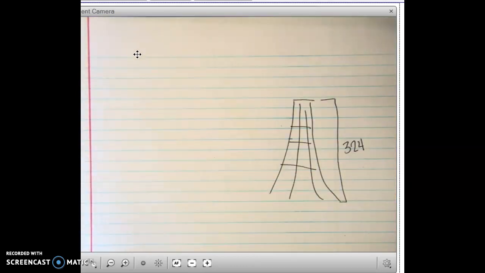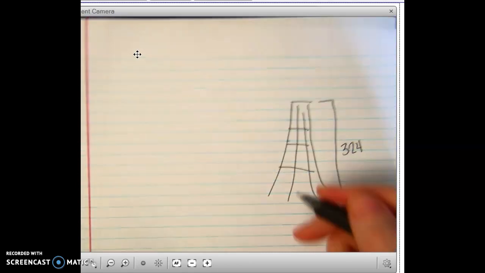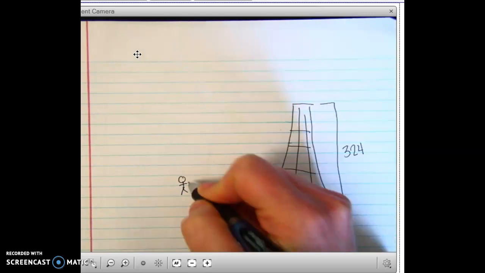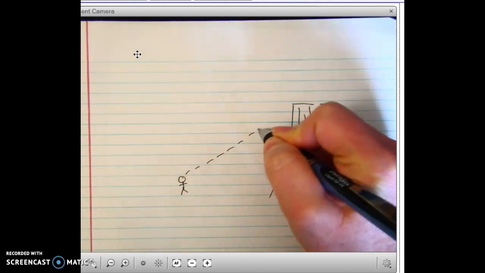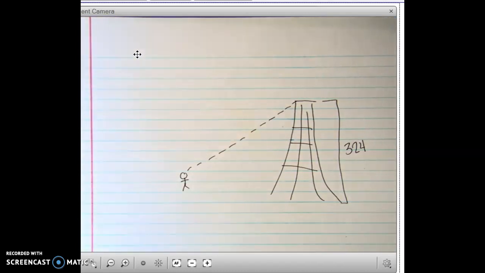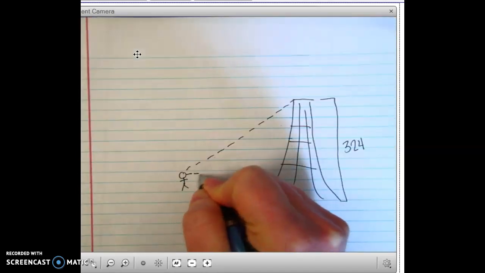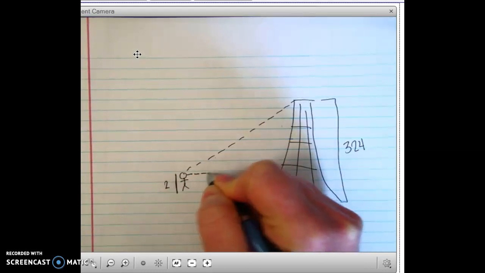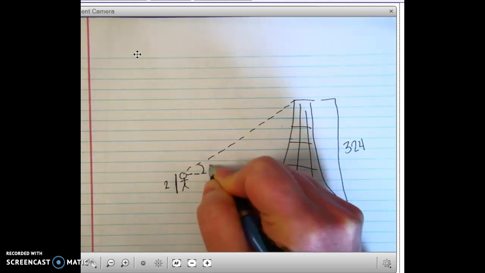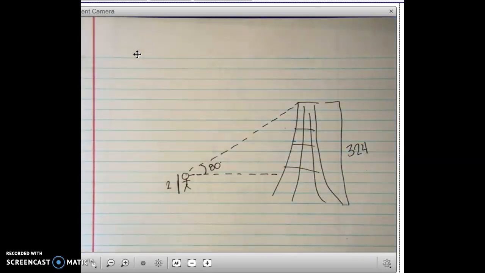tall. Jaden is looking up to the top of the Eiffel Tower. So here's Jaden, and he's looking up to the top. And he says it would be so cool if I could zip line down to the bottom from the top. He is 2 meters tall, so this is going to be 2 right here. And the angle that's formed between his eyesight and the tower, at the top of the tower, that's 80 degrees. Okay, so this is kind of what this looks like.